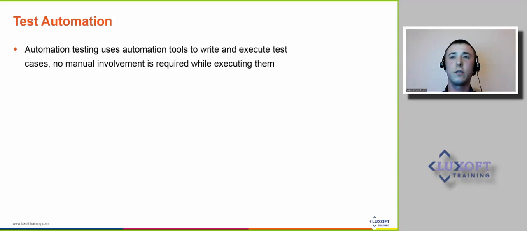So, what is test automation? It's when we use automation tools to write and execute test cases, so no manual involvement is required while executing them. So we take simply our test cases for manual execution and automate them using any automation tool and programming language. As I said before, we will see examples how to automate application with Selenium WebDriver and Java language.